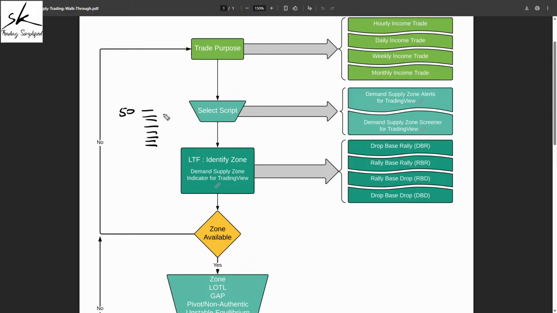The choice is yours how you want to get that list, but a number of tools are available. Once you have your list, like I said, you need to analyze them one by one and see which one is in sync with your trade plan. The one that matches your trade plan can be an opportunity for you, and the ones that do not match, you simply skip them. So let's assume that the very first symbol we got on that list was ABC. On ABC, we need to go to the lower time frame to identify a zone, and by zone we mean any of these 4 structures.